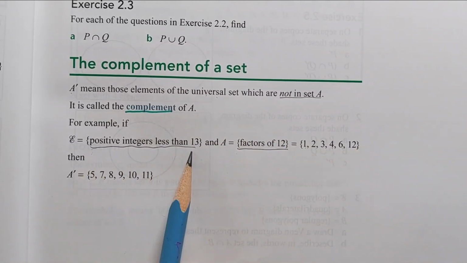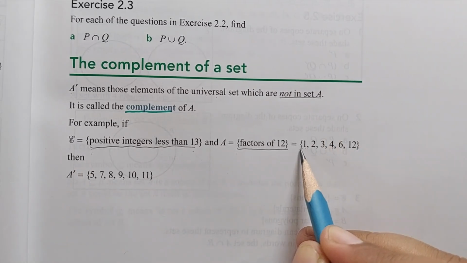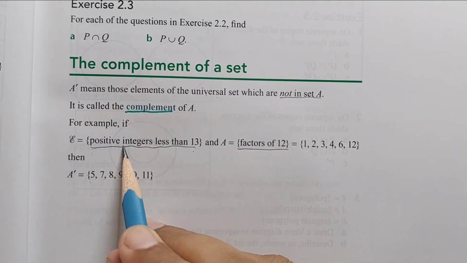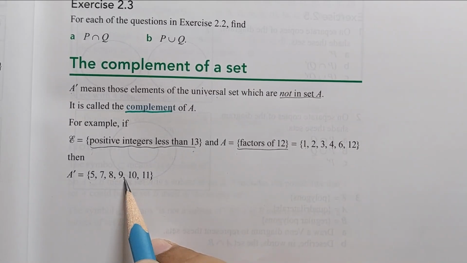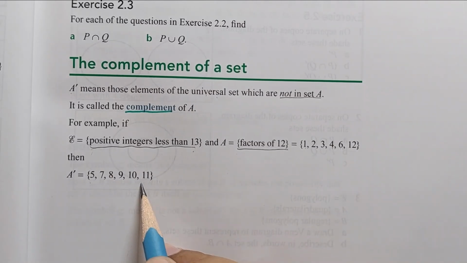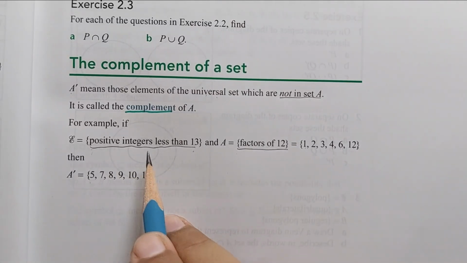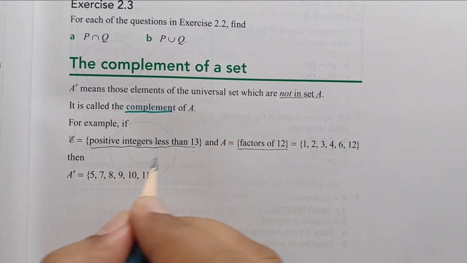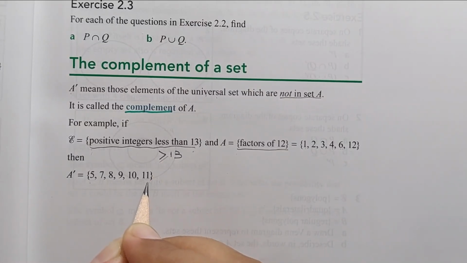So the positive integers 1 till 13, right? We are not taking 1 because it is in set A. We are not taking 2, not 3, not 4. We can take 5 because it is in the universal set but not in set A. Not 6. We can take 7, 8, 9 and 10 because they are not present over here. We can take 11 as well. And 12 is already present in the set. It should be less than 13, not equal to 13. If the integers are between 1 to 13, then you can add the number 13 as well. Less than 13 means the equality is not present. If it is equal to 13, then 13 is also in the complement.